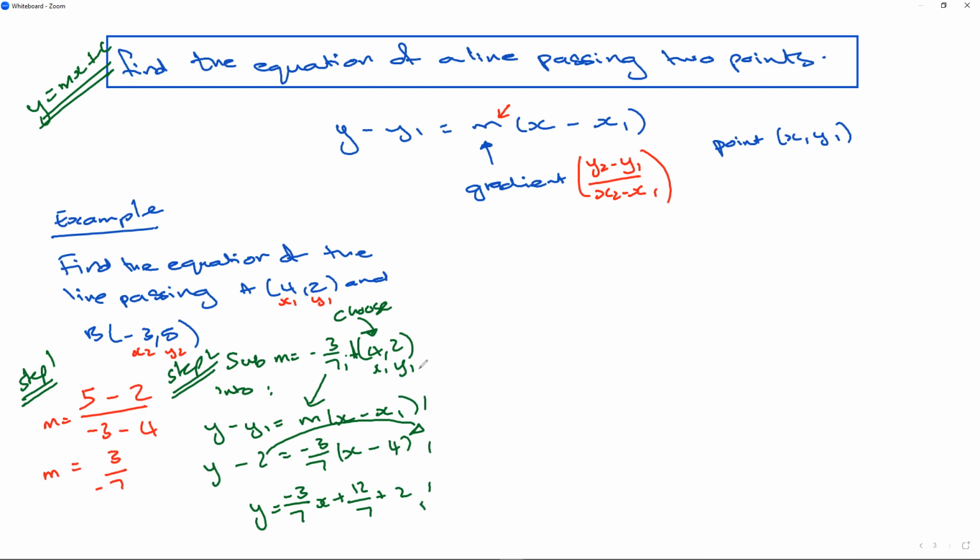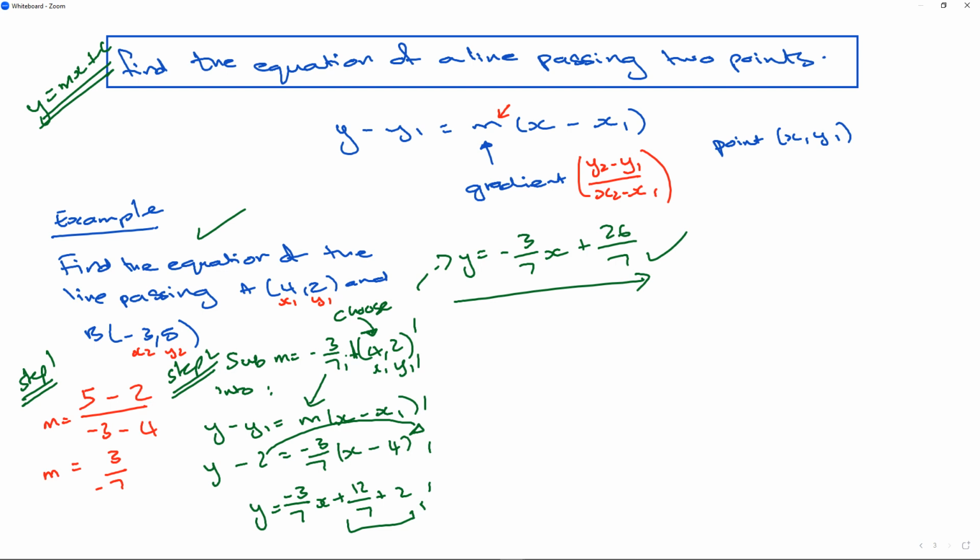And so therefore, from there, we're going to have y equals negative 3 over 7 x plus 26 over 7. And now I have it in the correct form. We just added those two values over there. So 12 over 7 plus 2 over 7 got me 26 over 7. And now I'm done. I've got the equation of the straight line in 2 steps.